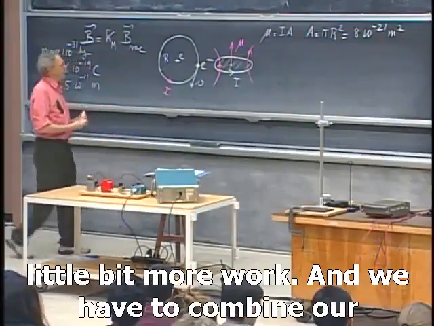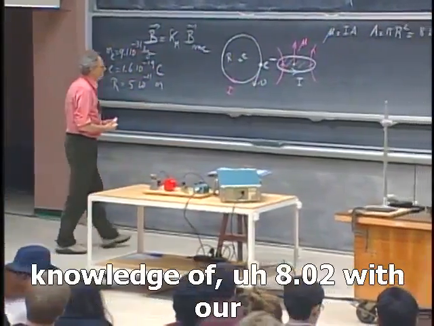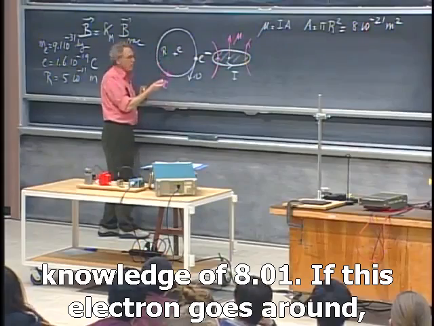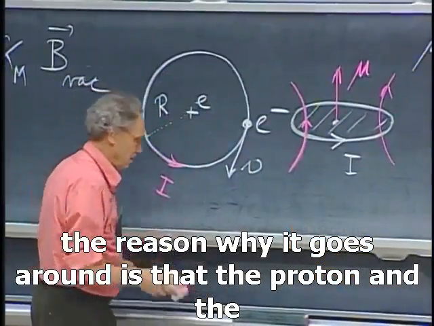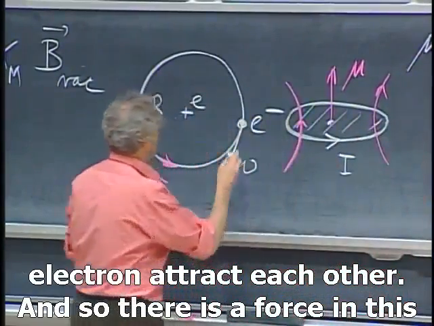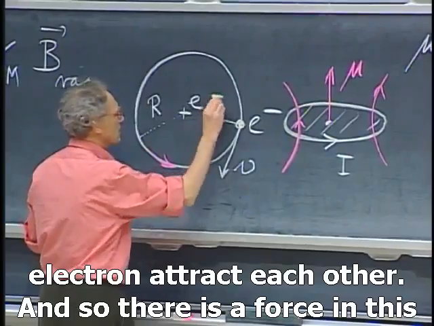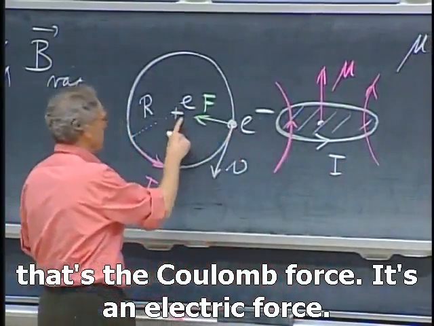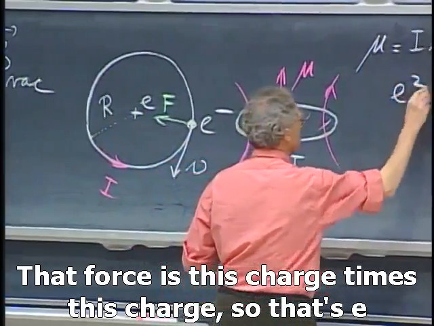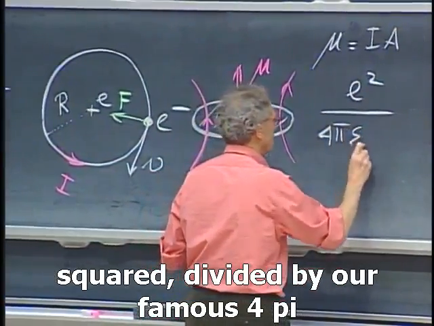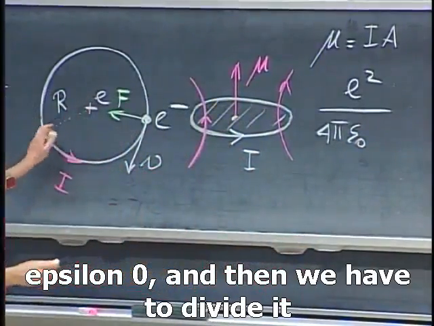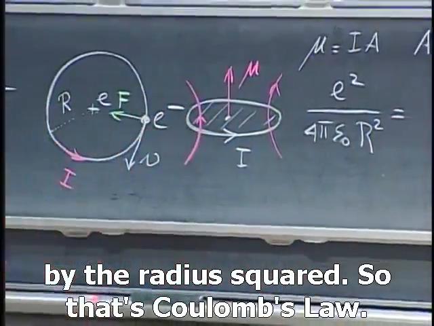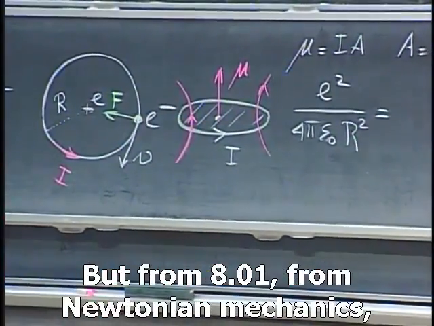So now we have to do a little bit more work. And we have to combine our knowledge of 802 with our knowledge of 801. If this electron goes around, the reason why it goes around is that the proton and the electron attract each other. And so there is a force in this direction. And we know that force, that's the Coulomb force, it's an electric force. That force is this charge times this charge, so that's e squared, divided by our famous 4 pi epsilon 0, and then we have to divide it by the radius squared. So that's Coulomb's law.